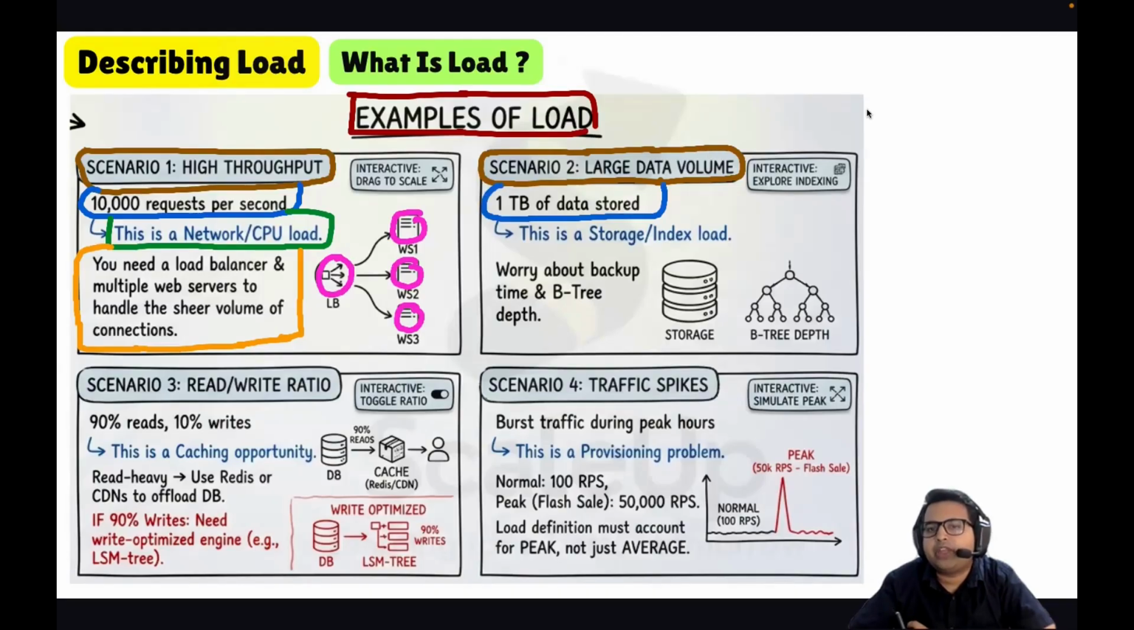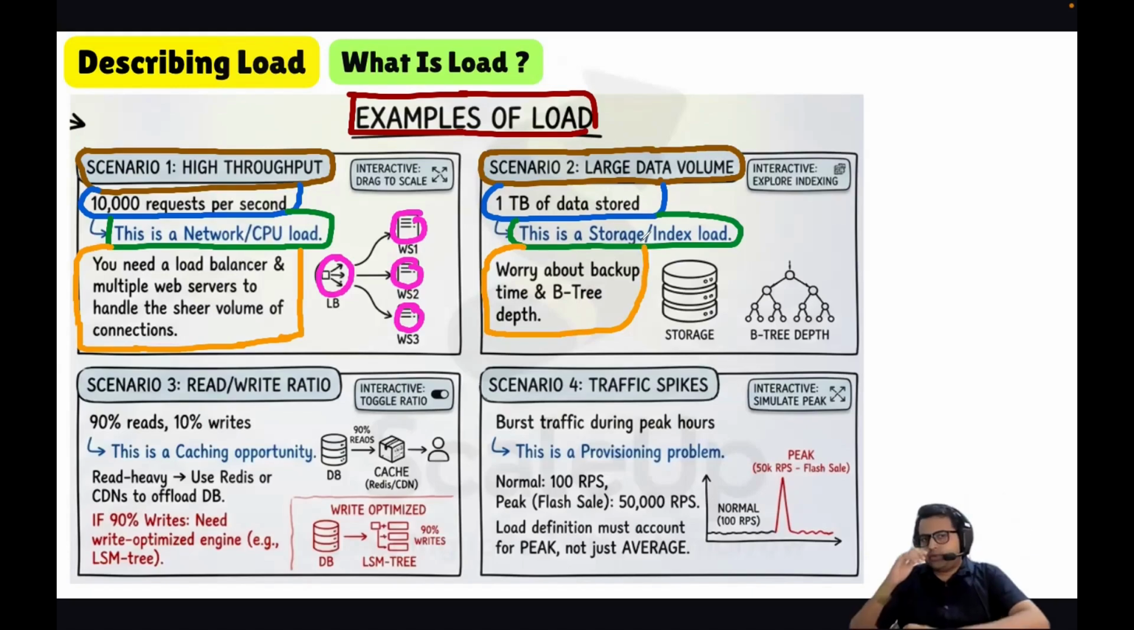Now here I am talking about the storage or the index load. Here you need to worry about how long it takes to back up the data or how deep your B trees are getting, because when the volume of the data keeps on increasing, especially in a database, just imagine you're dumping data and 1 TB of data got stored, then the searching, the indexing, the storage will be the bottleneck. So here you will be worrying about the backup time and the B tree depth.